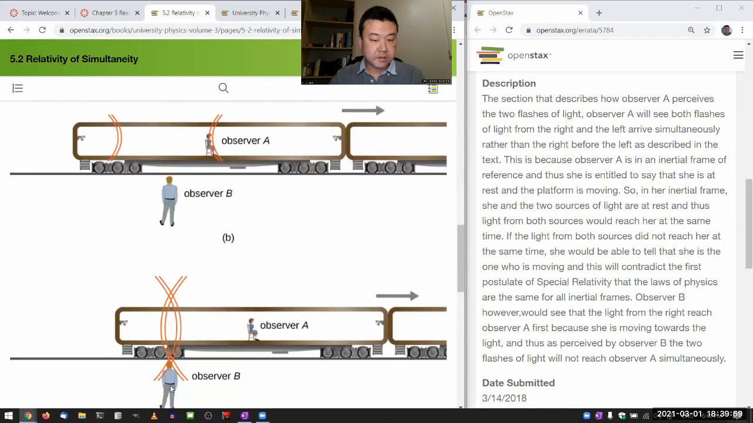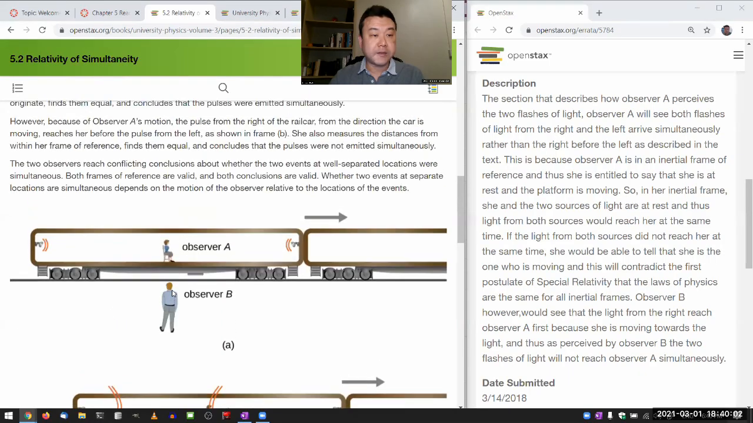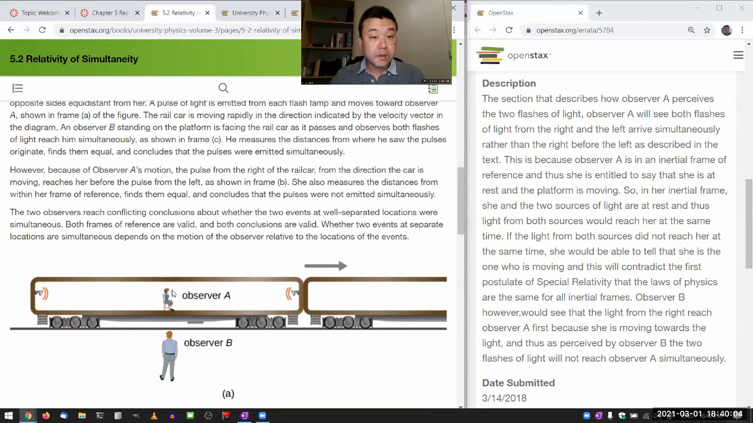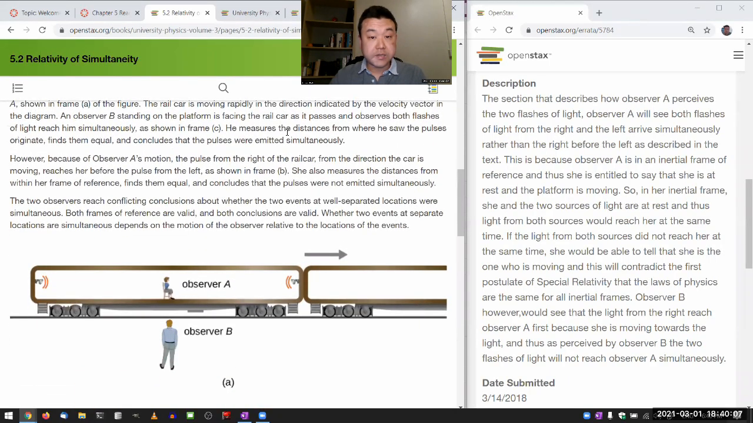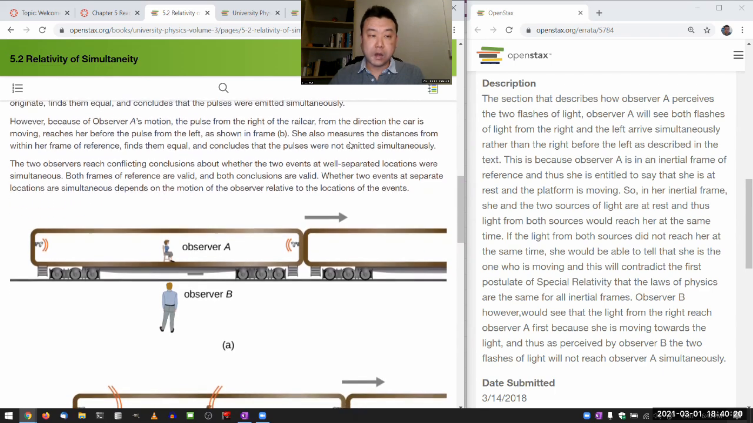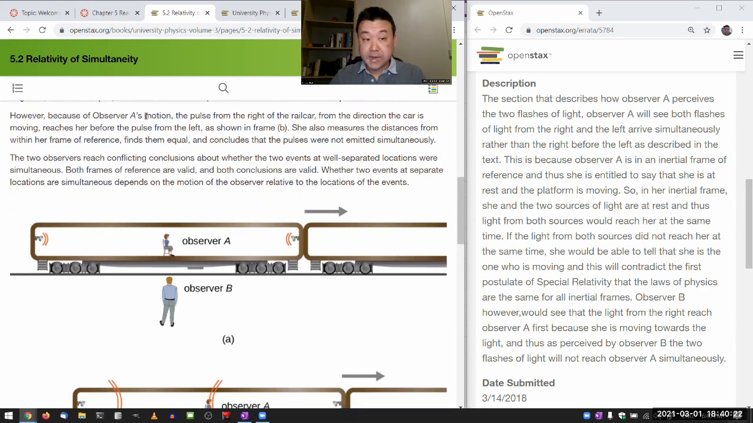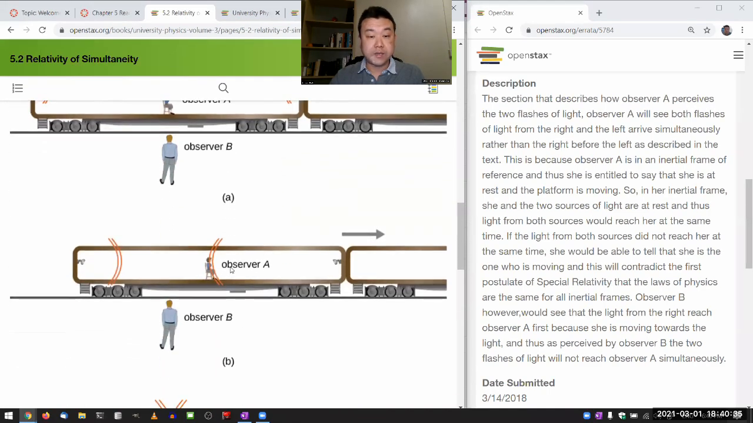So here he sees both flashes simultaneously. He measures the distances from where he saw the pulses originate, finds them equal distance, and concludes that the pulses were emitted simultaneously. However, because of observer A's motion, the pulse from the right of the rail car, from the direction the car is moving, reaches her, observer A, before the pulse from the left, as shown in frame B.